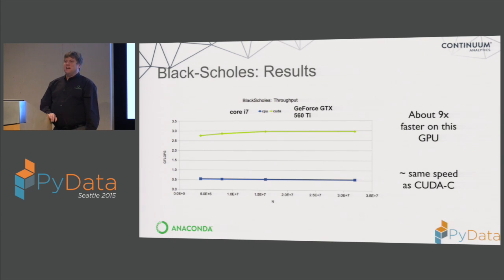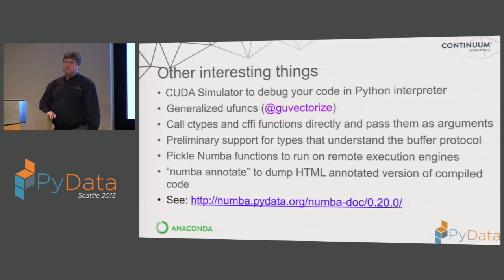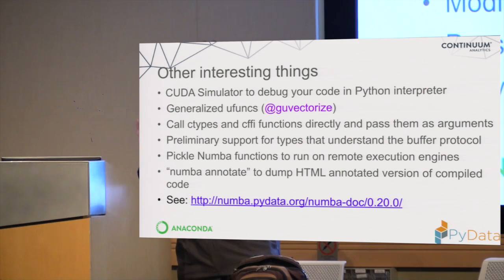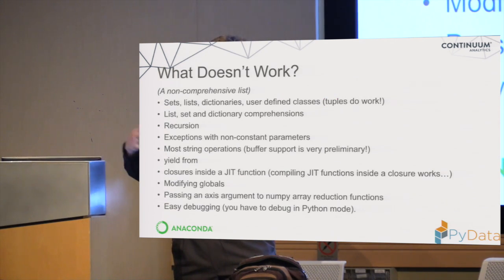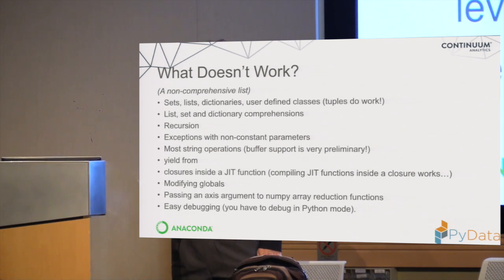All right, so we are out of time, but there are some other interesting things: CUDA simulator, generalized ufuncs, call types, preliminary support for types that understand the buffer protocol. Numba annotate is a very good idea to understand what's going wrong. Those are all there. And then the list of what doesn't work: yield from, generators are there but not yield from, recursion, exceptions. Some of the things that make Python really nice you have to give up, taking a subset in order to use Numba. But that subset is growing and growing, and for array-oriented code with arrays and scalars, it works really, really well and gives you a pretty good result.